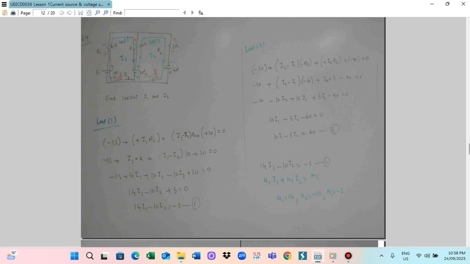Okay. So the blue wave is loop 1, and green is loop 2. We can write this one as loop 1. This is loop 1, and green is loop 2. So loop 1 and loop 2. Firstly, we start with loop 1.